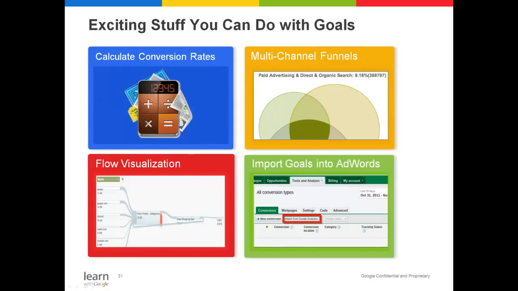With goals, you can calculate conversion rates, including measuring the quality of your traffic. You can use multi-channel funnels to see how different marketing touchpoints like search, display, and social work together to influence conversions. You can use goal flow visualization to see how users reach your goals or get hung up and fall off to identify what works and what doesn't work on your website. And you can import goals into AdWords, including engagement goals like time on site and other interactions to help you optimize your bids.